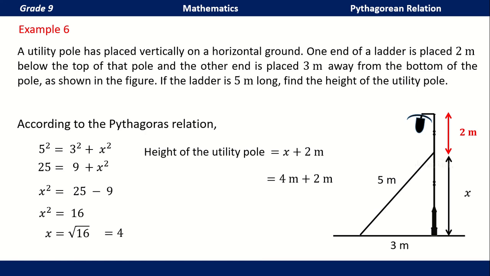But it is not the answer we have asked. We are asking to find the height of the utility pole. So x is the value from here to here. Now you can see here the utility pole will be this x plus this 2. So I can write it x plus 2. Since x is 4 centimeters, we can find the height of the utility pole as 6 centimeters. Therefore, the height of the utility pole is 6 centimeters.